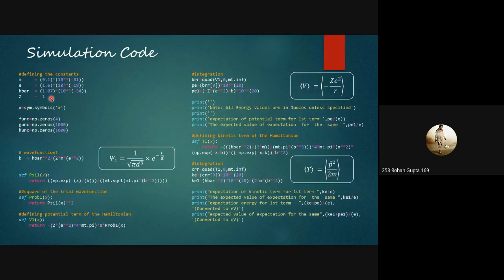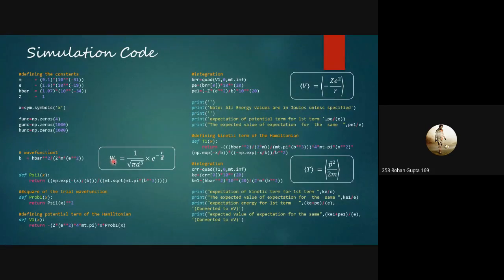Coming to the simulation code, the coding part was done in Python, and this is how it is. Initially we simply defined the constants: the mass of the electron, the charge of the electron, and h bar, that is h cross, h upon 2 pi. This is Z, atomic number 1 for the hydrogen atom. These are simply empty arrays which are not very important right now. For all the wave functions, we just have to define the wave function over here for all 4 of them, and then all the later calculation remains the same. Only the wave function changes.